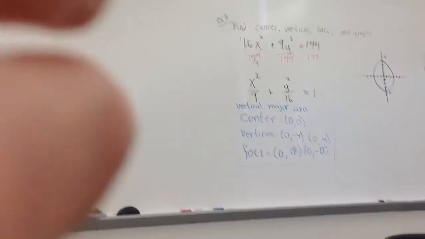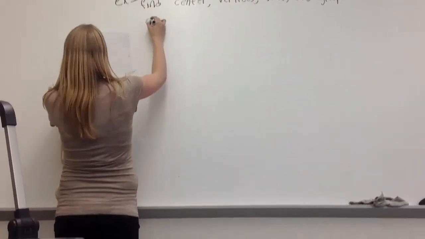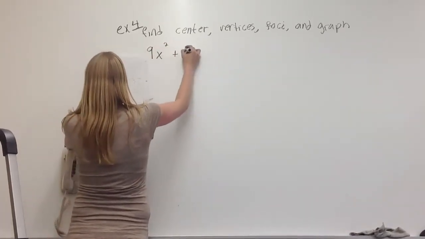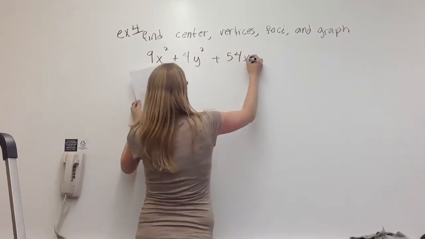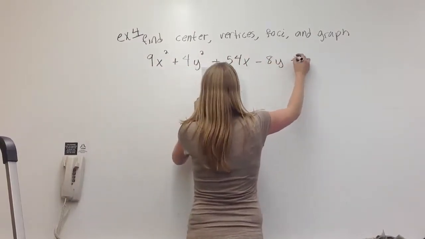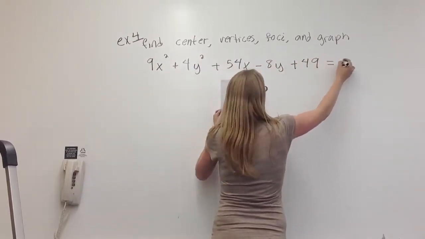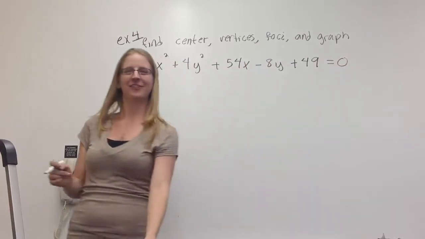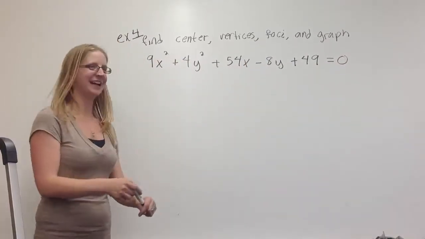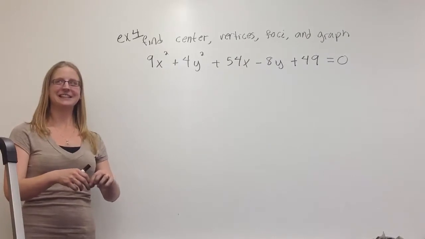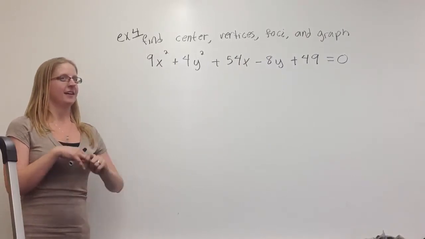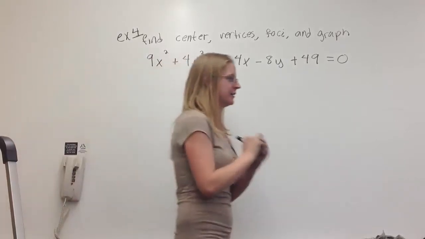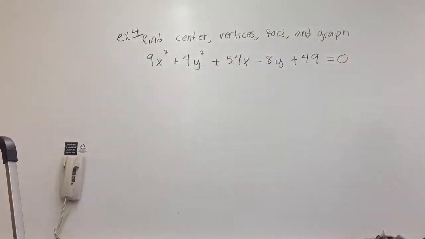Same question, different equation. 9x squared plus 4y squared plus 54x minus 8y plus 49 equals 0. This is a good one. Is this in the correct form? No, definitely not in the correct form, right?